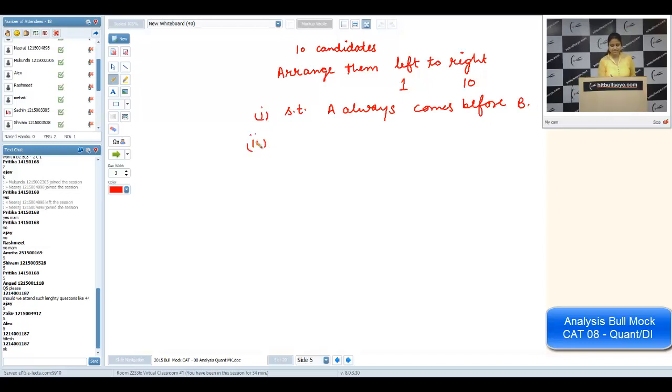Now that is a conceptual thing. A always comes before B. That is the first part. There is one more question. A always comes before B and B always comes before C. Yes. Before discussing that question, please answer. Write the expression only, because that is a huge calculation. Yeah, any one of you.